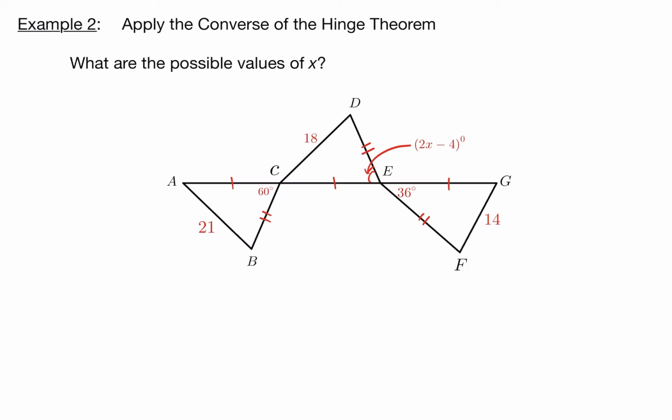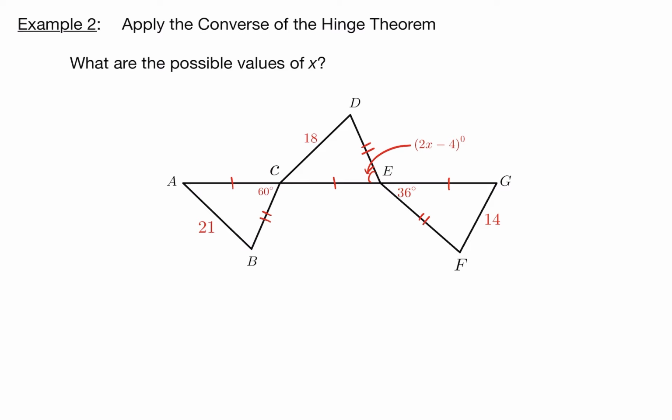Here we've got a bunch of things going on, but let's focus in on these two triangles first: triangle CDE and triangle EFG. Keeping in mind that we're looking for all possible values of x, where is x here? X is part of this angle, so we need to figure out the relationship of this angle versus this angle versus this angle. But let's focus on just these two for the first step.